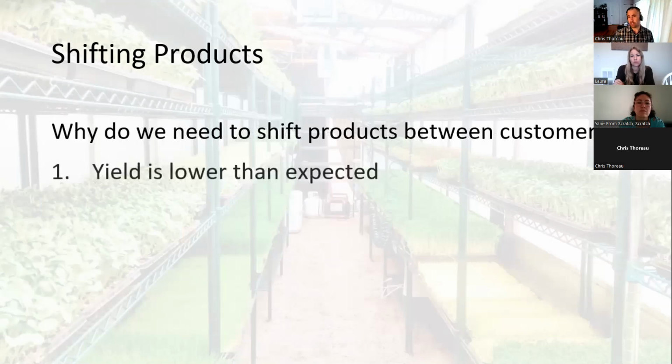Number one, yield is lower than expected. You're expecting 600 grams per tray of sunflower, but you get 500 or you get 300. It happens. No matter how good you are, you have weeks where you're like, what the heck, we are screwed. I'm having traumatic flashbacks now, I won't get into that. So you're not going to have enough crop to fulfill your product orders.